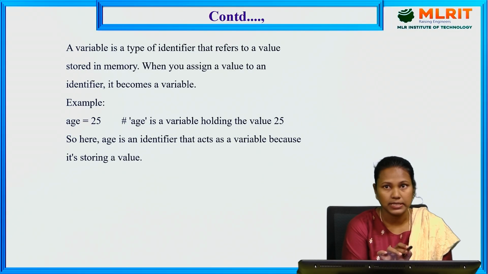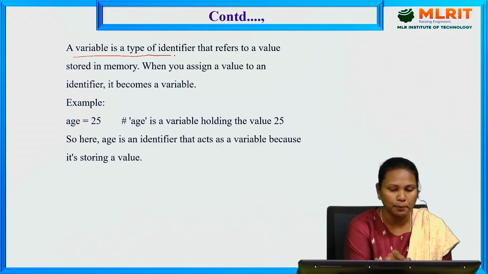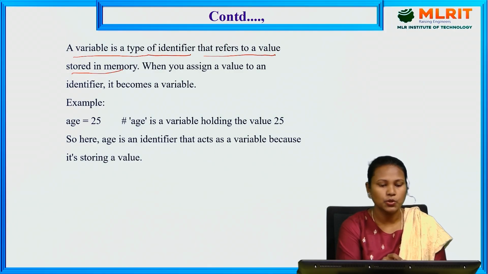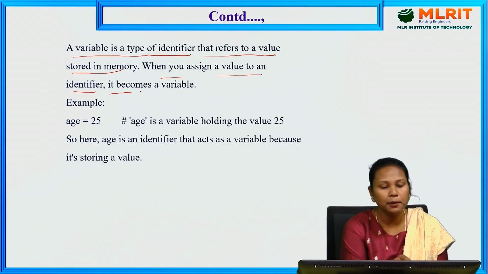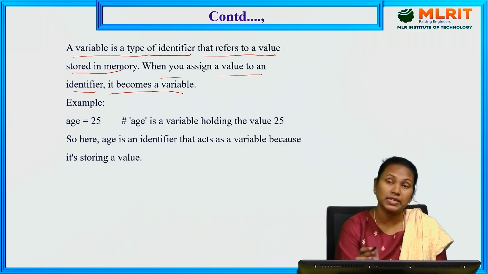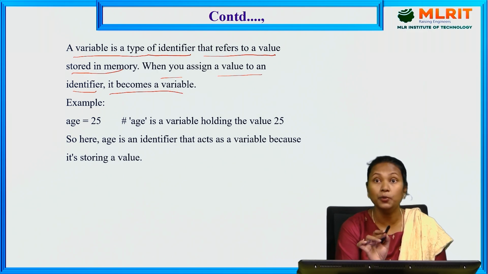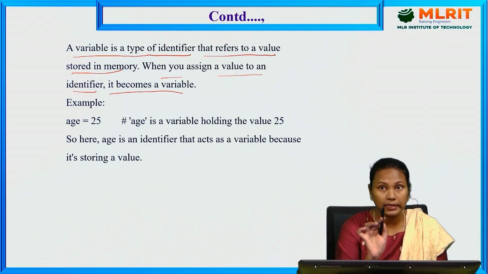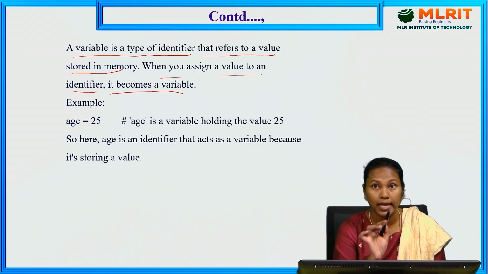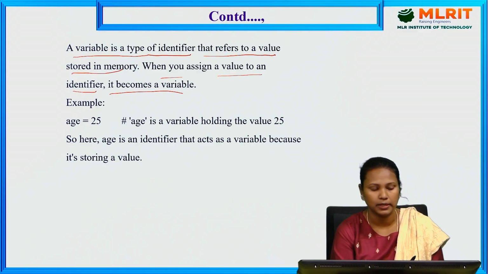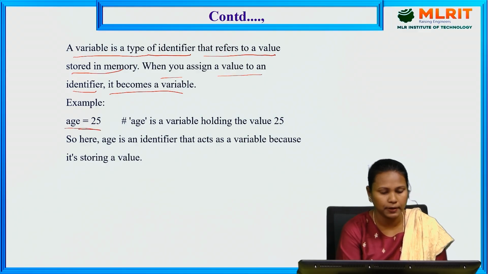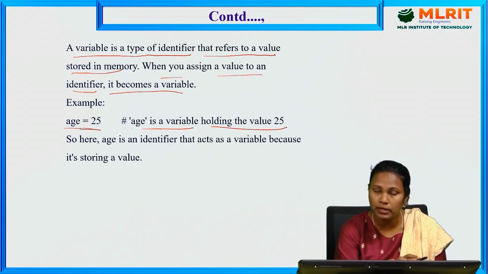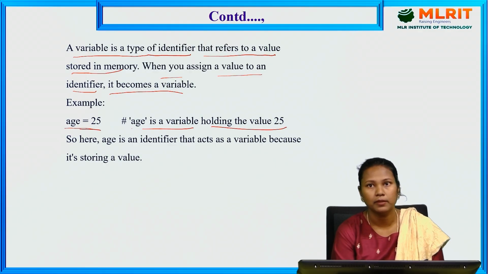Here we'll see the difference of the variable. A variable is a type of identifier that refers to a value stored in memory. When you assign a value to an identifier, it becomes a variable. Up to now, X means it is an identifier. X equal to 100 means it is a variable. Age is equal to 25. Age is a variable holding the value 25, because of the value only we are saying that it is a variable.